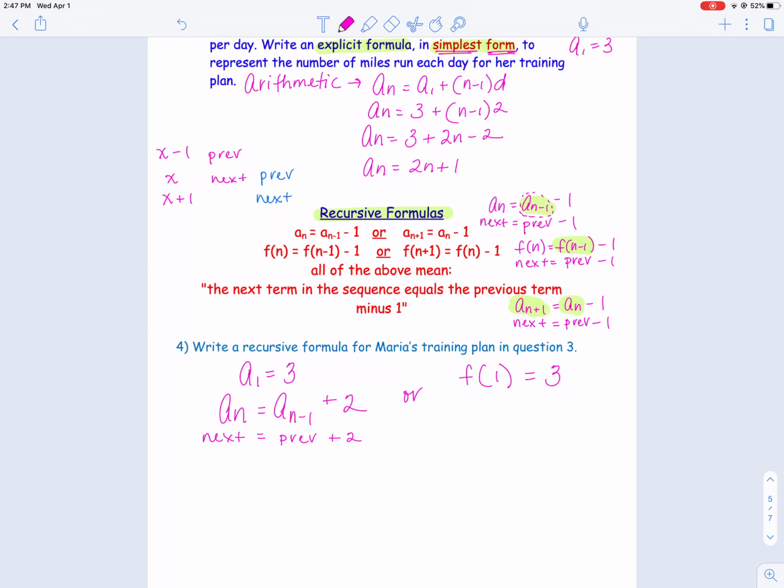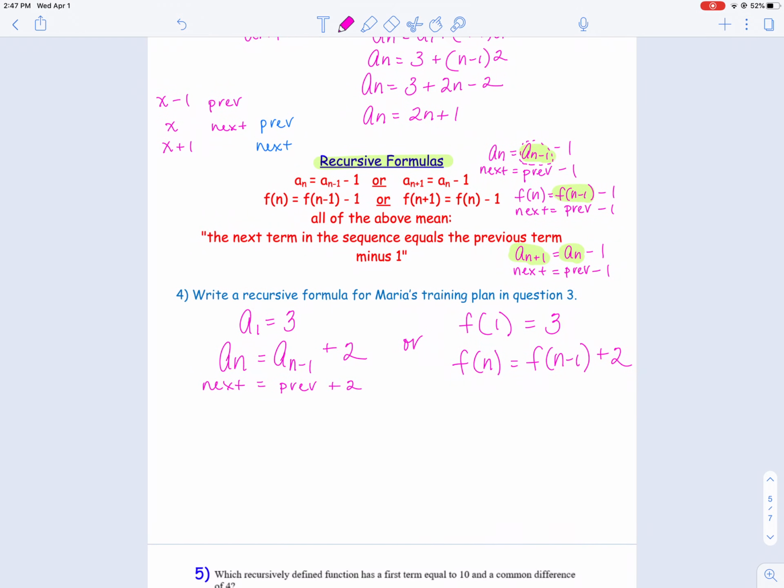First term is 3. And to get to the next term, f of n, I would take f of n minus 1, which is the previous, and add 2. That's one way to write it. The crazy thing is I could write it another way.